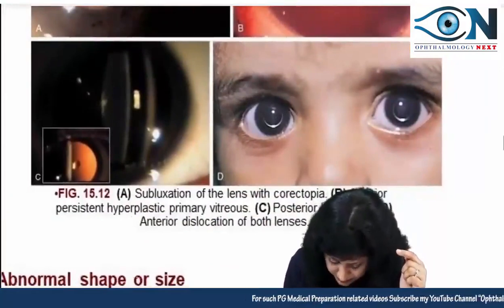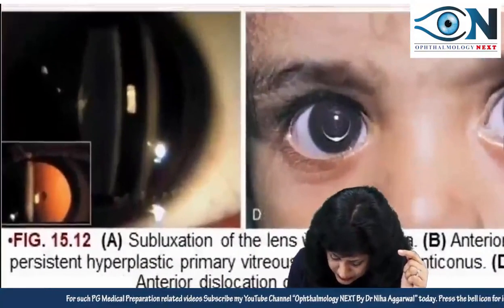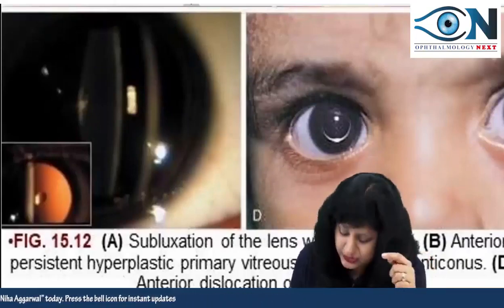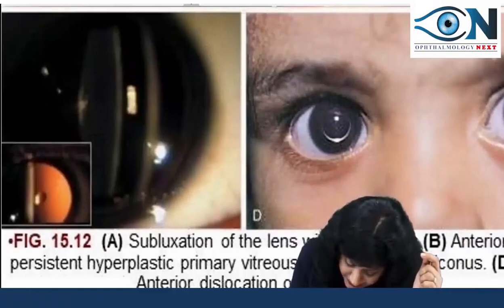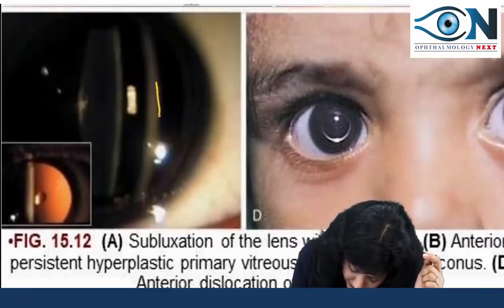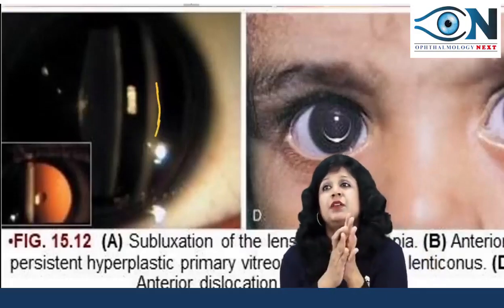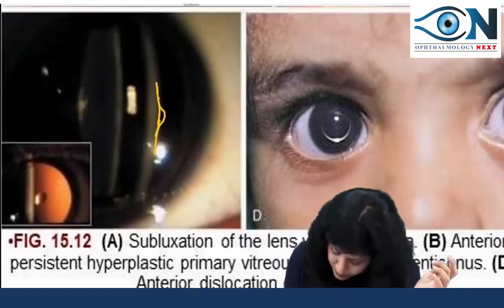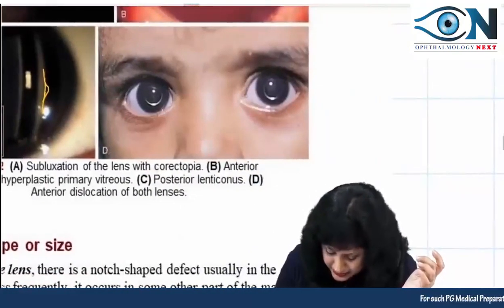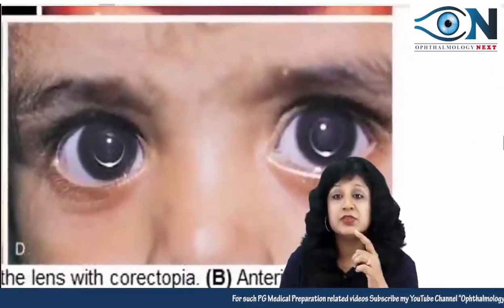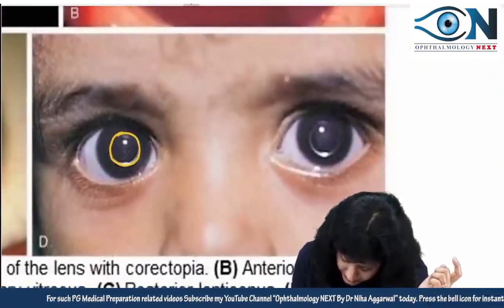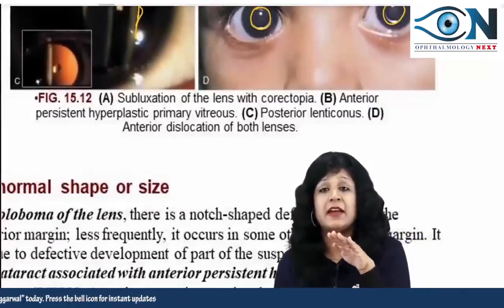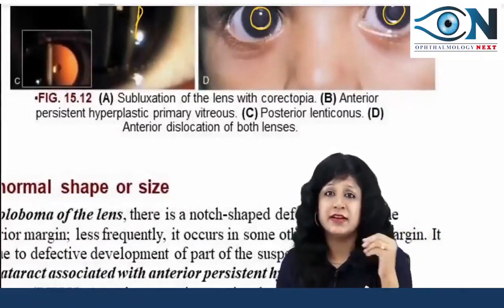Then we have something called posterior lenticonus. Though it is not showing you a very specific one, you will have some conical type of pattern instead of the strict biconvex pattern. We have the conical protrusion of the lens. This will be your posterior lenticonus. And see this typical one: can you see the lenses here anteriorly, they have come up. So this is what you call anterior dislocation. Anteriorly both the lenses have displaced, that is your anterior dislocation.